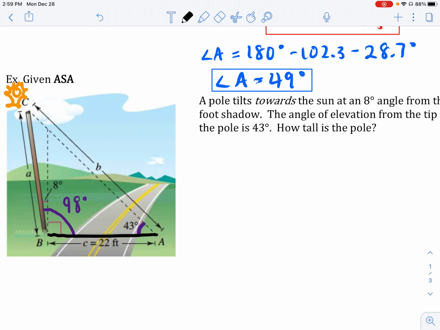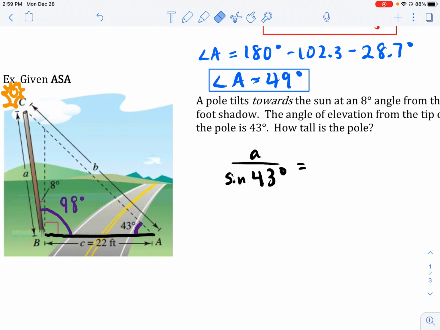So I know that I need to solve for side A here in my triangle, or the length of that pole. So side A over the sine of 43 degrees, right? I'm choosing 43 degrees because that is the angle that is opposite my side, which represents the pole. So A over the sine of 43 degrees is equal to, and from here, I want to use the side length that I do know, which is side C. We know that that is 22 feet. The one issue is I don't know what my angle C is, but fortunately it's pretty easy to figure out.